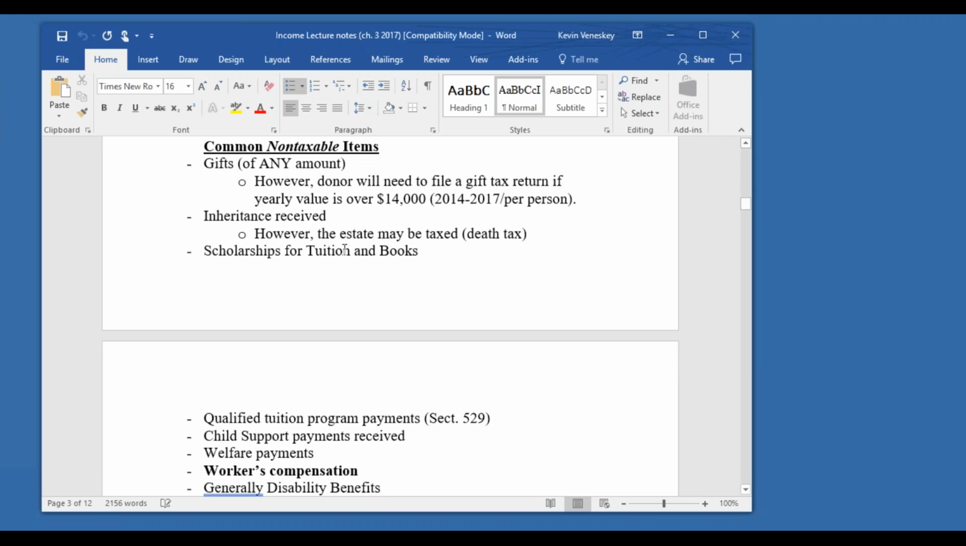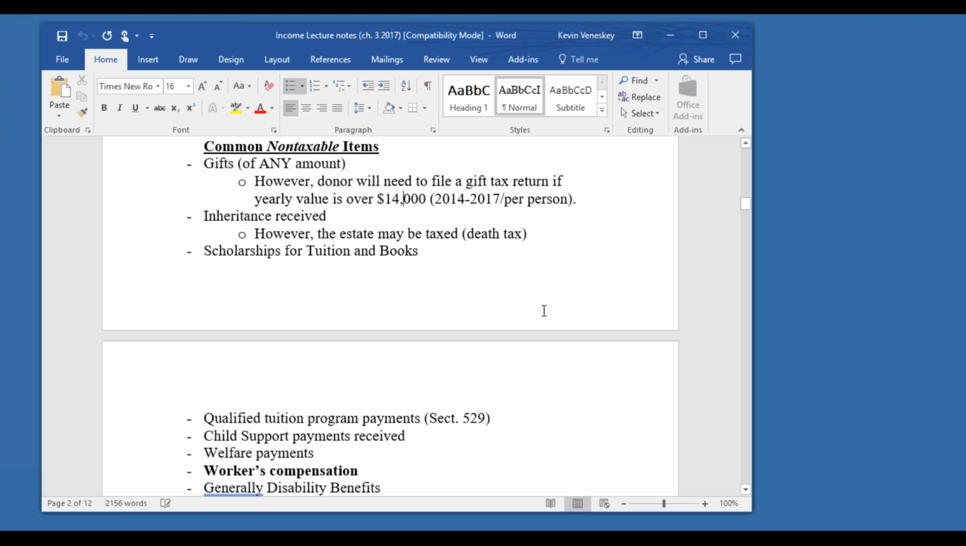Non-taxable items. If you get a gift, so these are items that do not have to go on a 1040 anywhere. Gift would be one of the big ones. Gifts, you have to always make sure with a gift that there was no type of work associated with it. You can't get a gift and then expect something in return. Give a gift and then expect something in return, then it's no longer considered a gift. A gift is usually something that's between family members.